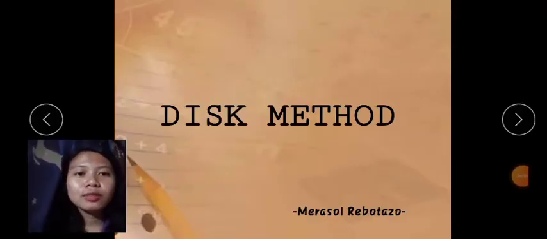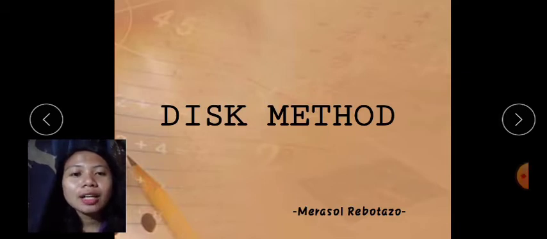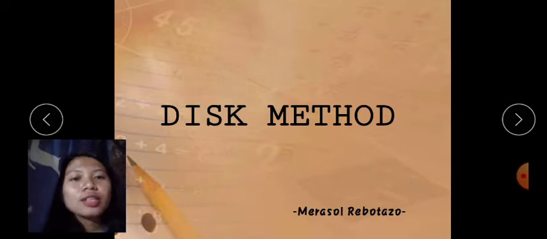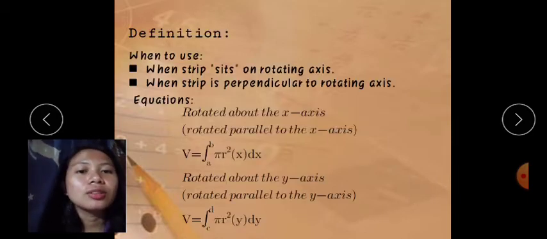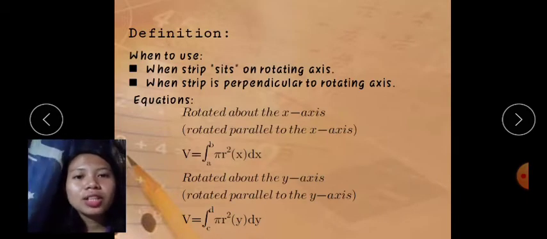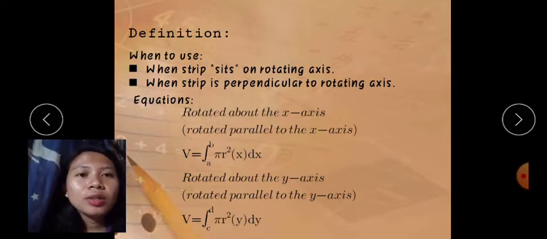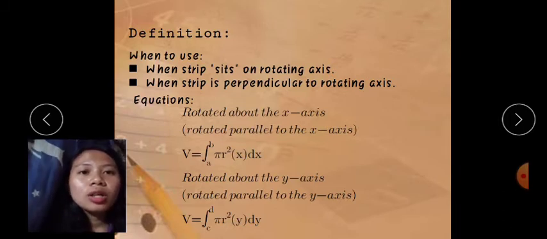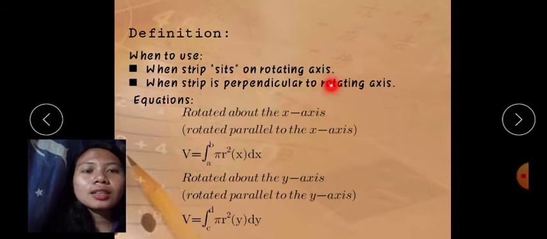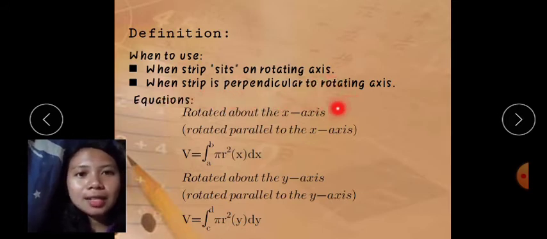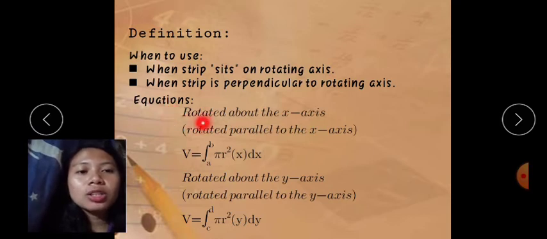Our topic for this hour is how to calculate the volume by rotating a region around the x-axis or y-axis using this method. So we have here the definition. We use this method when the strip sits on the rotating axis, and when the strip is perpendicular to the rotating axis. So we have here the equations.